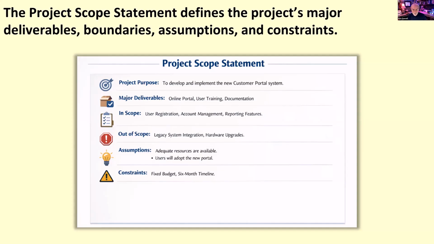It's also important to note that the project scope statement is part of the scope baseline, along with the work breakdown structure and the work breakdown structure dictionary. The baseline forms the approved foundation for understanding and managing project scope.